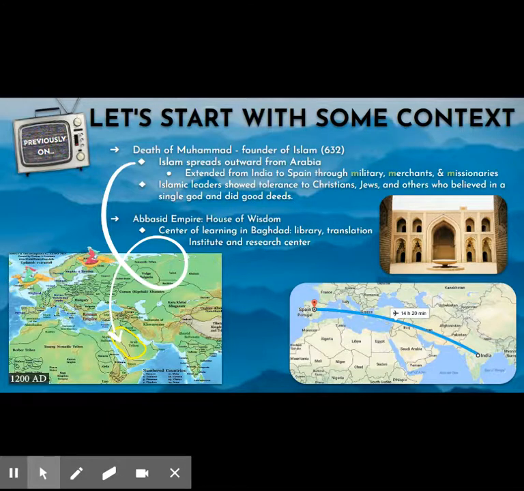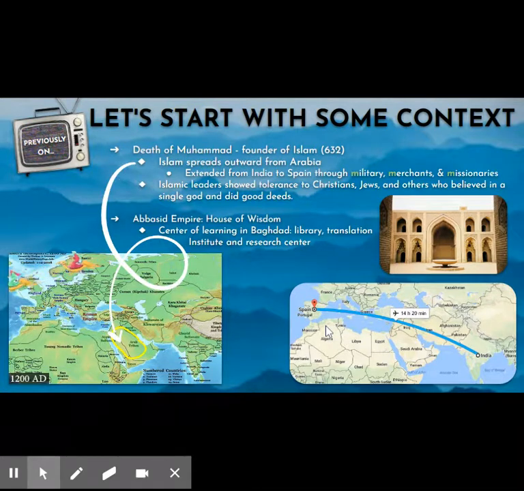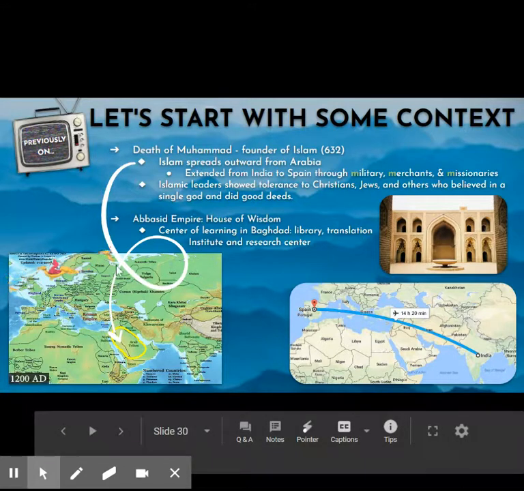After the death of Muhammad, Islam begins to move out of the Arabian Peninsula and throughout the world. As you can see from this map on the right, it's going to spread all the way from Spain up here in the top left, all the way to Delhi in India. So this huge area of spread covers much of the world. It's 14 hours by plane even today.